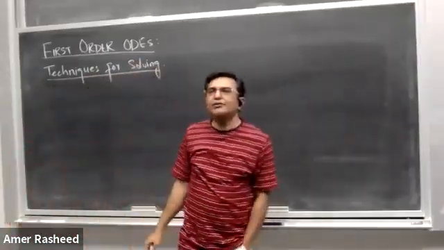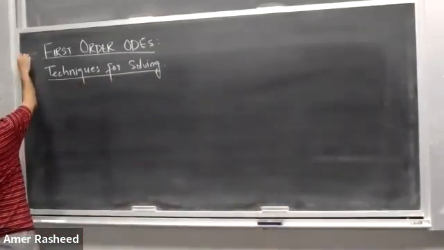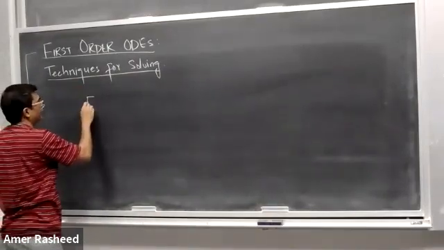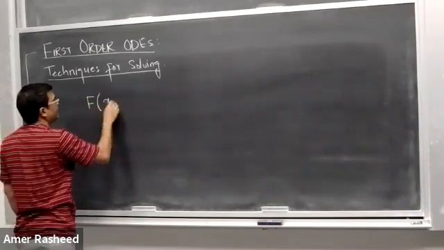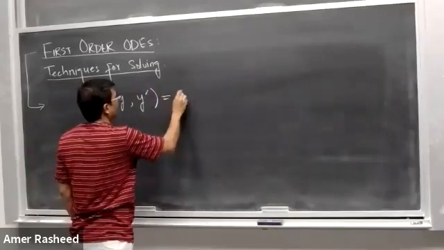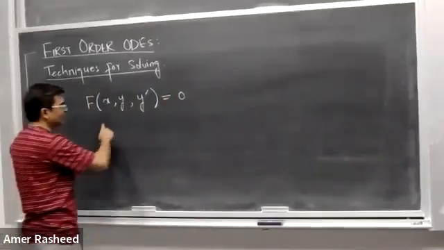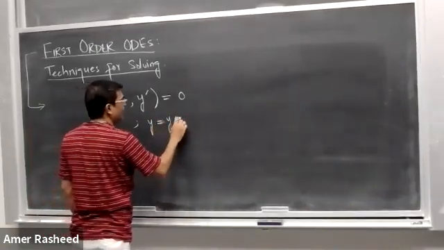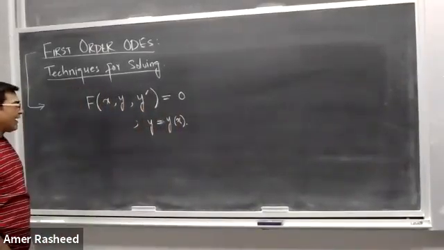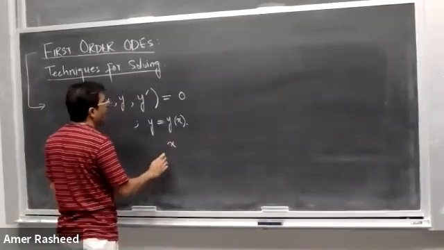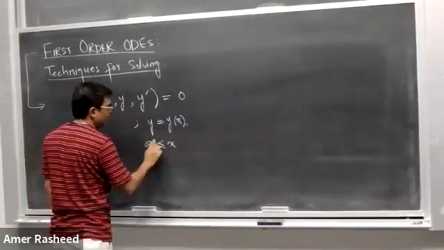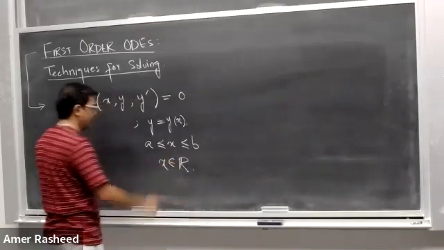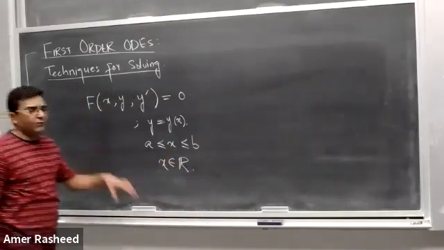The first thing which we should know is what is the general type of first order differential equation. I already told you that the general form of the first order differential equation is of this form: f of x, y, y dash is equal to 0. I told you this thing in the previous lecture, where x is the independent variable, y is a function of x, and y dash is the derivative of y with respect to x. Okay, and the interval for this differential equation could be an interval in the real line, or you can say x belongs to R. It could be anything. So this is the general form of the first order differential equation.